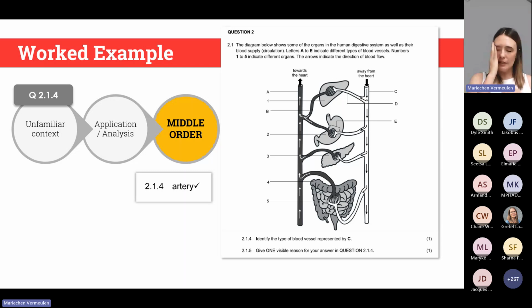I actually neglected to mention something when we went through the model question earlier. And it's also regarding the structure of a good question. One of the other things is to actually try and limit your instructions to one per question. So what I mean by that is I could have easily made question 214 a combo question. So it would have said, identify the type of blood vessel represented by C and give one visible reason for your answer. But questions like that tend to be more difficult for learners. The phrasing sometimes trips them up and they end up only answering half of the question instead of giving both answers because there were two instructions in.